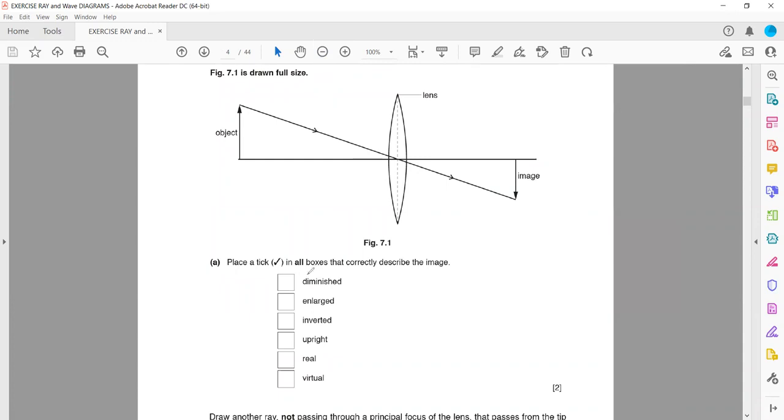So the question is, place a tick in all the boxes that correctly describe the image. When you compare the size of the object and the size of the image, the image appears to be smaller, so the image is diminished. It is inverted, that is true. Real images are always inverted, so this is always a real image as well. If it was a virtual image, it would form on the same side, it would be upright, and it would be enlarged, or you can also say magnified.